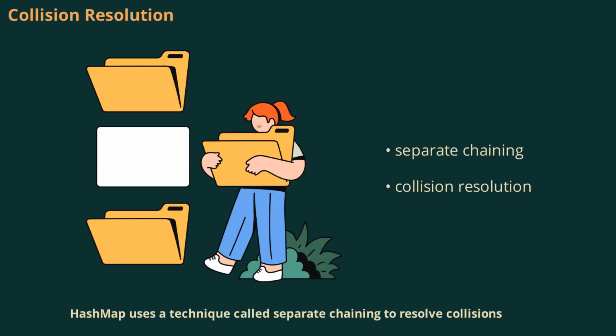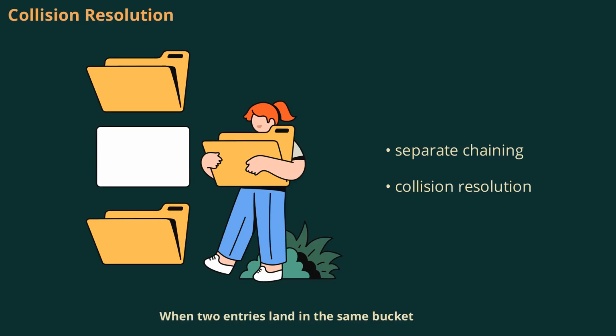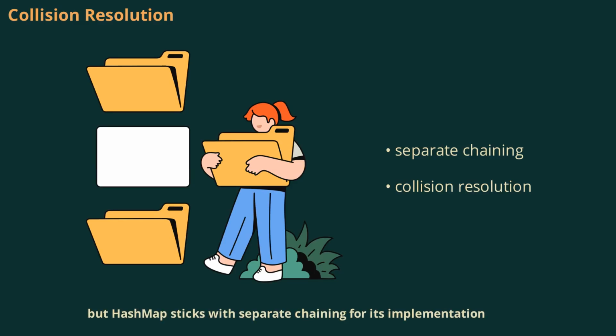HashMap uses a technique called separate chaining to resolve collisions. When two entries land in the same bucket, they are stored in a collection within that bucket. By default, this collection is a linked list. This way, multiple key-value pairs can coexist in the same bucket without overwriting each other. Java also supports another method called open addressing, but HashMap sticks with separate chaining for its implementation.